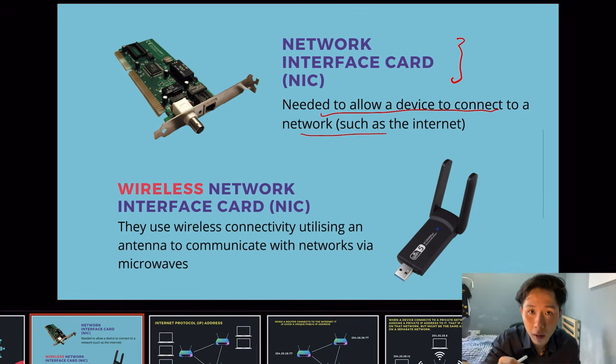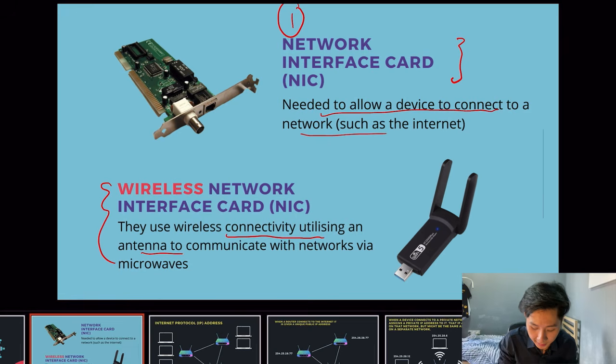We'll definitely talk more about the internet in chapter 5, but in this video, we are just going to talk about some of the hardware needed to allow a computer to connect to the internet. And this is one of them, the network interface card, which is usually embedded into your computer. There is another form of network interface card, known as the wireless network interface card. It uses wireless connectivity, using an antenna to connect with the internet via microwave.